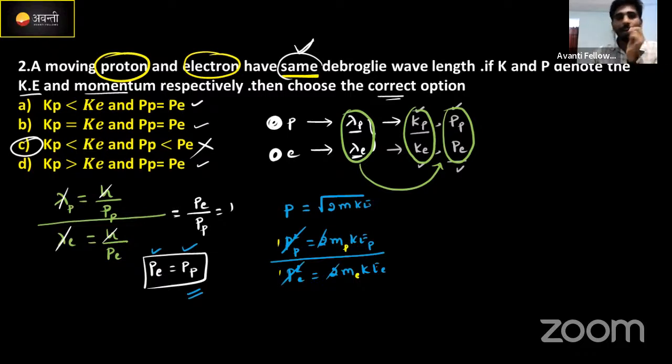Correct? I want to know one point, guys. Is the mass of the proton greater or the mass of the electron greater? Which mass is comparatively greater?